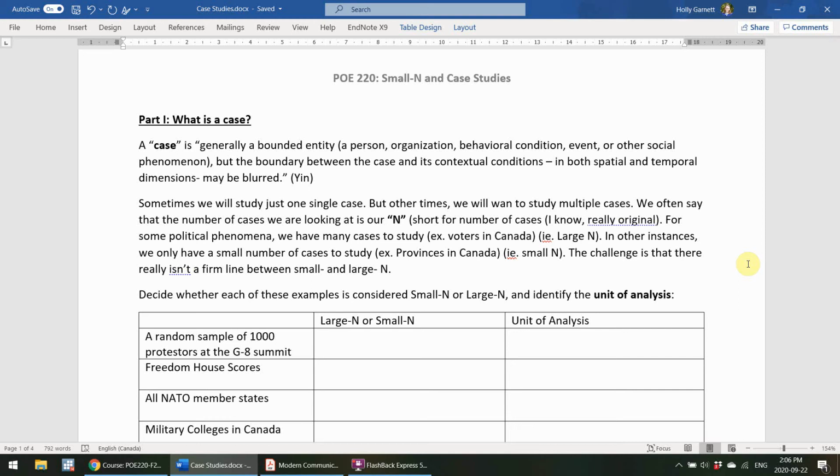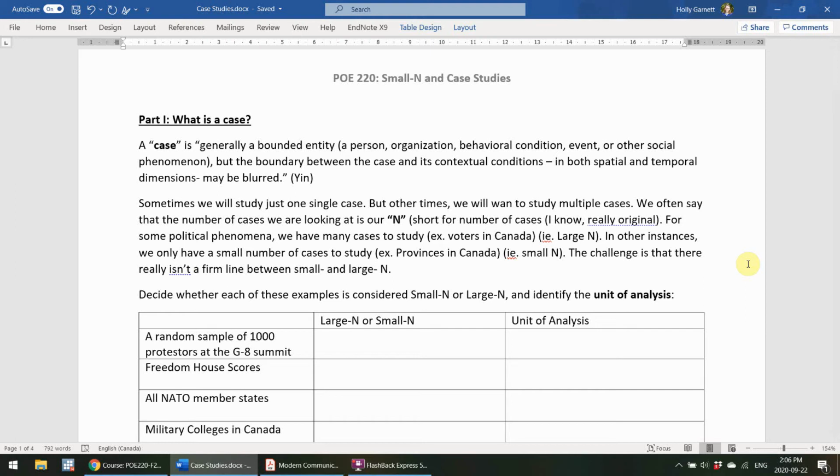So today we're moving into different types of research and the different ways we can go about asking those really good questions and testing those really good hypotheses. So we're going to start with small n and case study research.